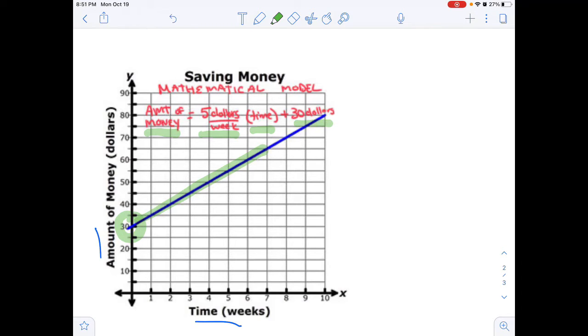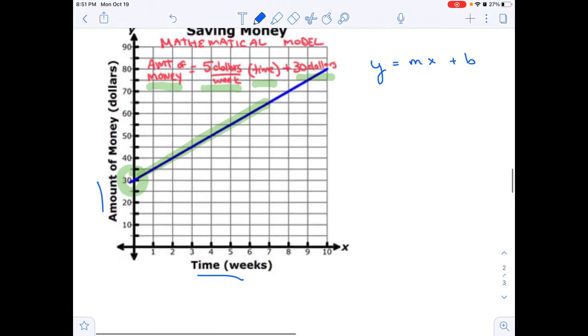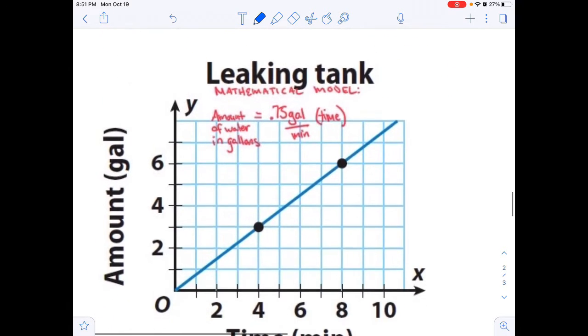That's the mathematical model that describes somebody who started out with $30, who saves $5 a week, and if I wanted to know at any particular time, I could plug in the number of weeks and solve for the amount of money. Maybe now you're starting to see that these last two mathematical models I made look a lot like y equals mx plus b format, or the equation of line. Here's one more before we get to our binder page.